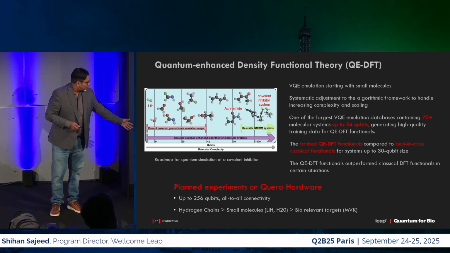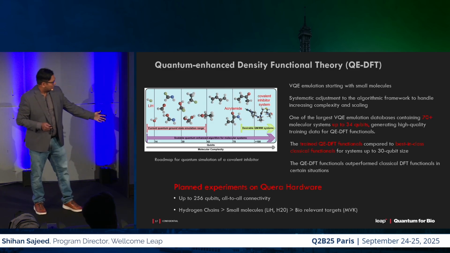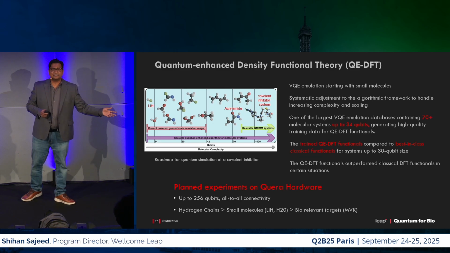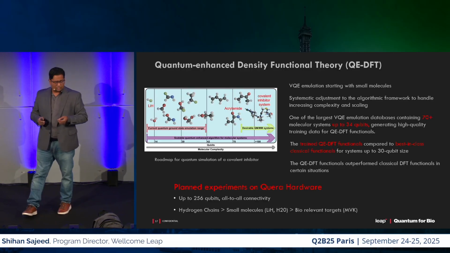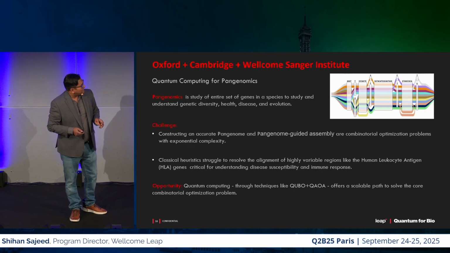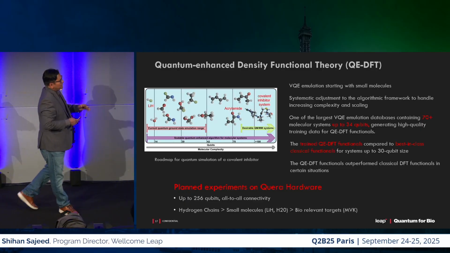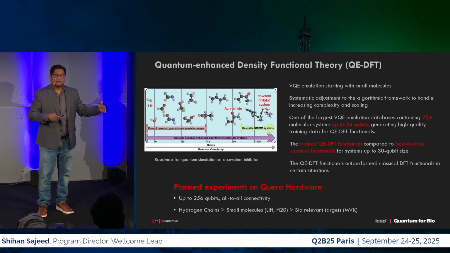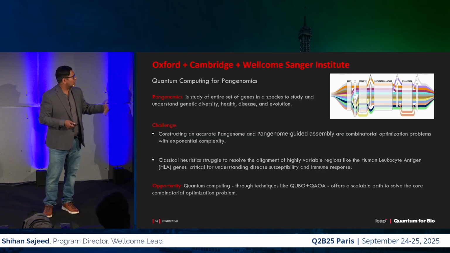Their planned experiment is now underway with up to 256 qubits in a QuEra computer. So that is their goal. So I guess, yeah, this was the fourth team. These four teams were working on drug discovery problems. Now let's go to the fifth team.